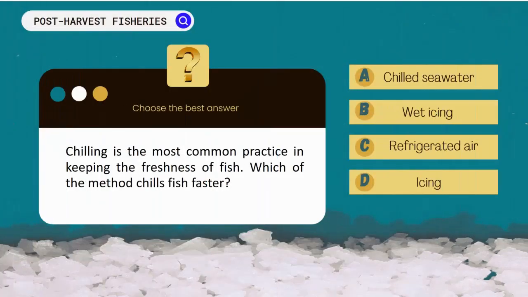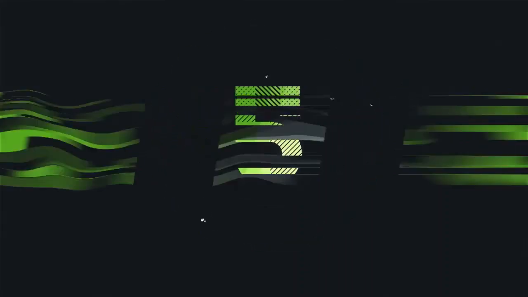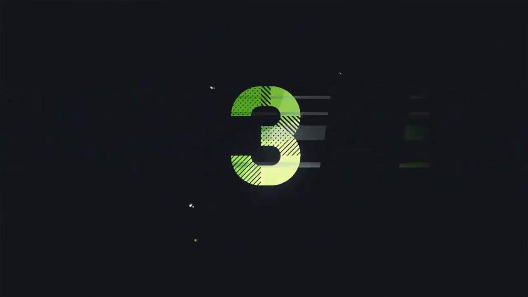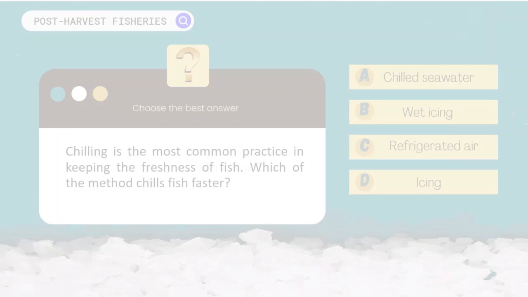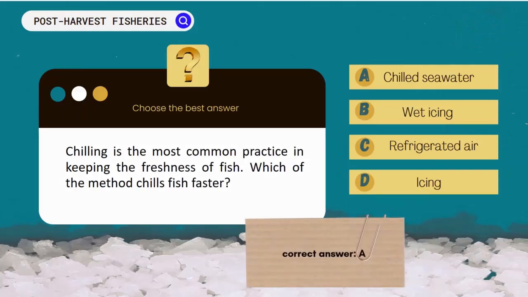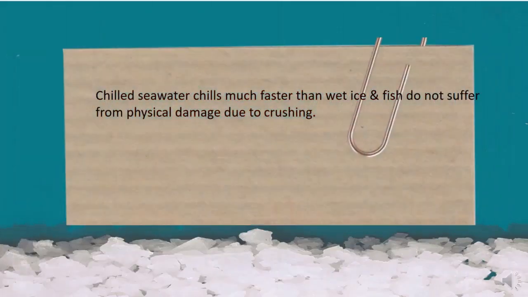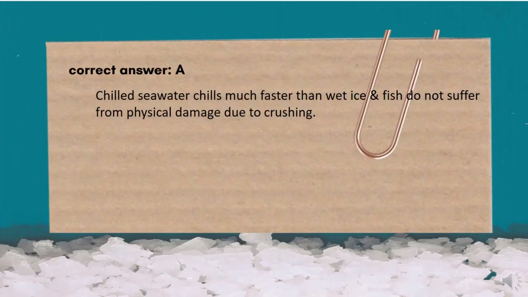Chilling is the most common practice in keeping the freshness of fish. Which of the method chills fish faster? A. Chilled seawater. B. Wet icing. C. Refrigerated air. D. Icing. The correct answer is A. Chilled seawater chills much faster than wet ice and fish do not suffer from physical damage due to crushing.